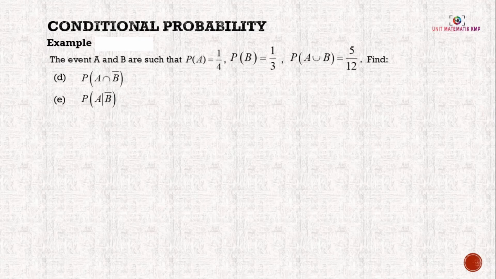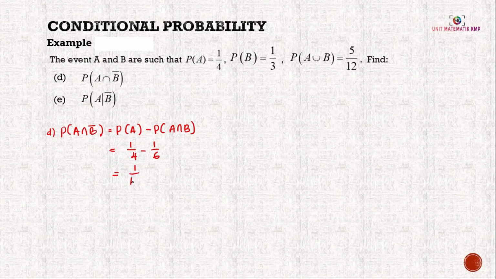Okay, next we want to find the probability of A intersect B bar. So the formula we have already learned in the previous video, which is probability of A minus probability of A intersect B, which is 1 over 4 minus 1 over 6 equal to 1 over 12. If you can't remember this formula, then do it manually.